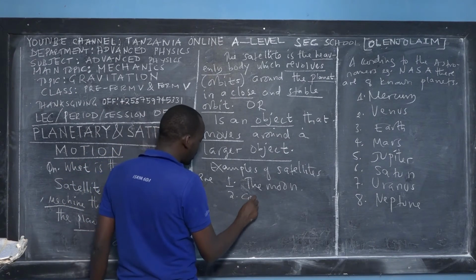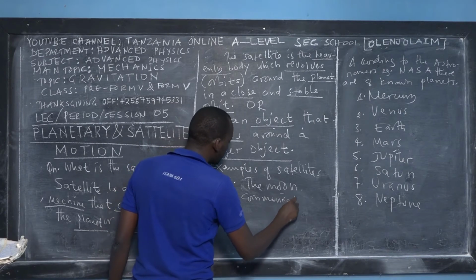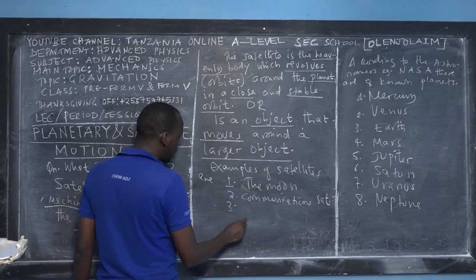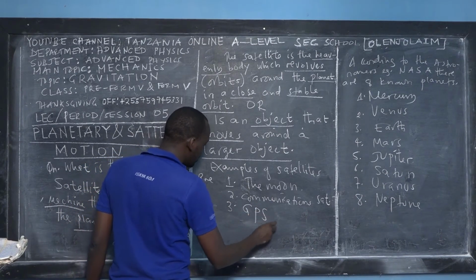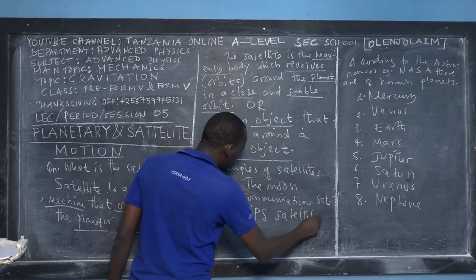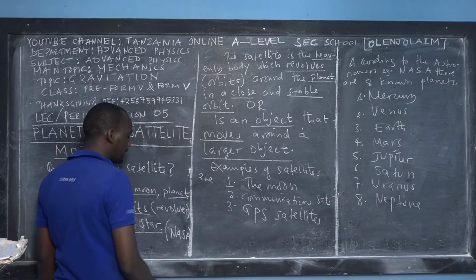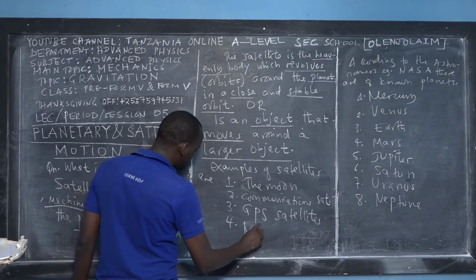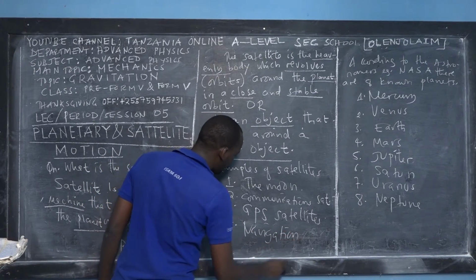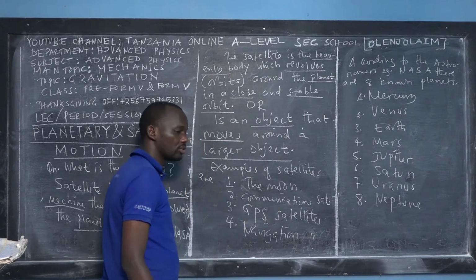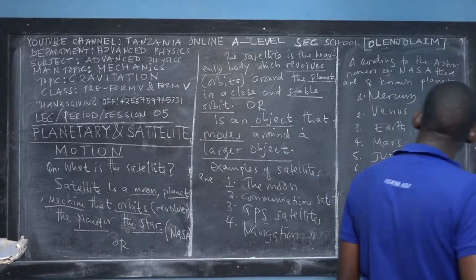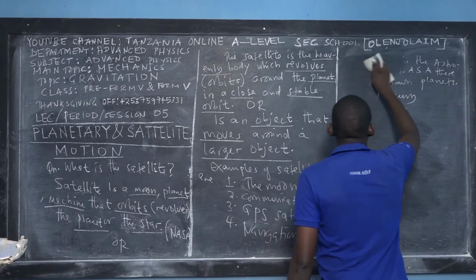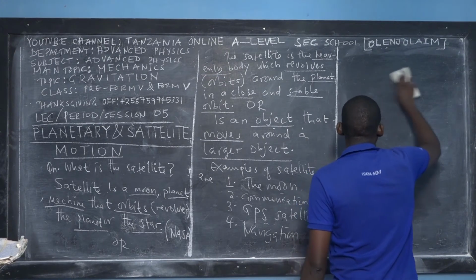And also, a second example of a satellite, we have communication satellites. And also we have GPS, global positioning system satellites. I will teach you about them in the next part. And also we have navigation satellites, which help in the navigation process. Okay? So those are some examples of satellites. I've also given you examples of planets, I mentioned eight examples of planets.